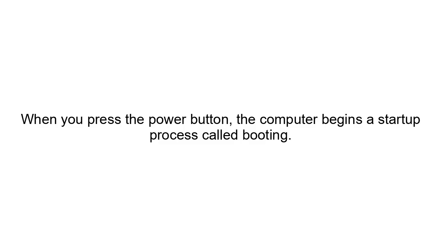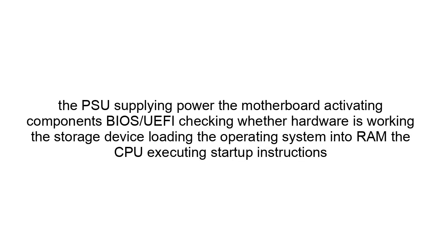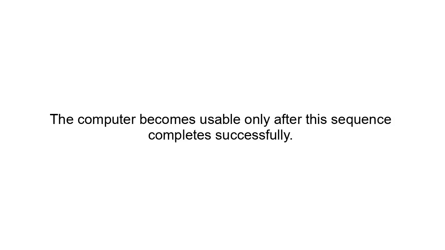How the boot process works. When you press the power button, the computer begins a startup process called booting. Example concept: power button, PSU supplies power. Motherboard starts components. BIOS/UEFI checks hardware. Boot device detected. Operating system loads. This process includes the PSU supplying power to the motherboard, activating components, BIOS/UEFI checking whether hardware is working, the storage device loading the operating system into RAM, and the CPU executing startup instructions. The computer becomes usable only after this sequence completes successfully.